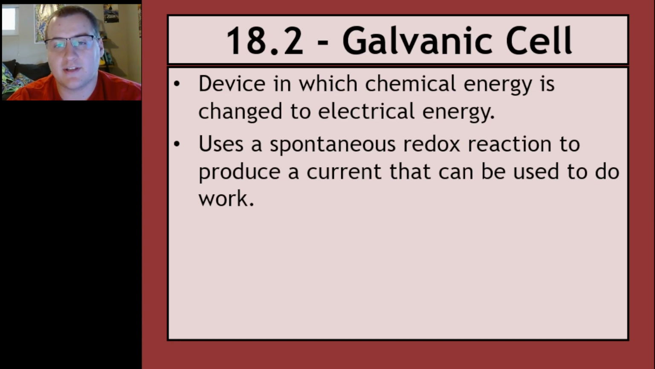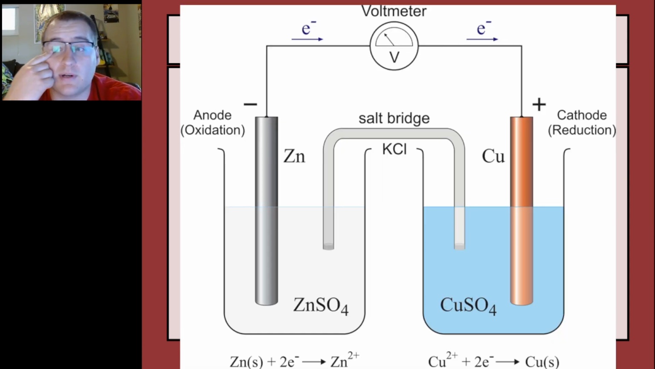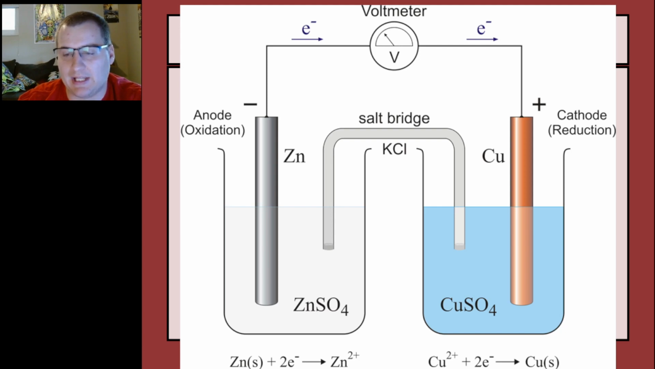Okay, so let's talk a little bit more about what a galvanic cell looks like. It's a device in which chemical energy is changed to electrical energy. We're going to use these chemical reactions to make electricity, basically. This uses a spontaneous redox reaction to produce a current that can be used to do work. Here is what it looks like. And if you've been doing any practice tests and seeing drawings like this, they're always going to be pretty much set up exactly like this.